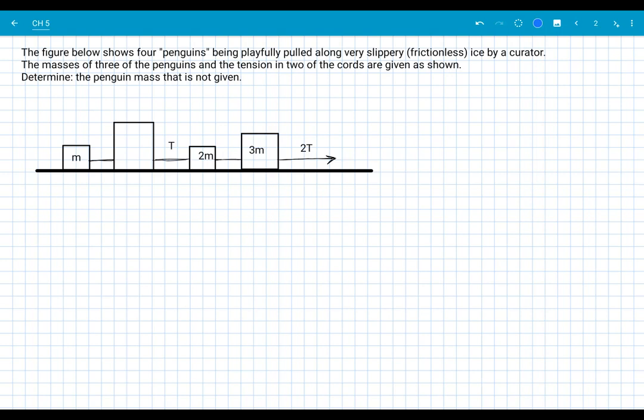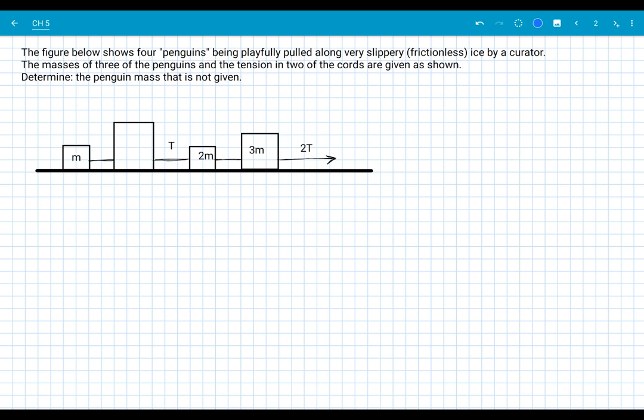All right, let's talk penguins here. We have four masses. We're calling them penguins. I've abstracted them out here into just rectangles, being playfully pulled, so they're having fun, along a very slippery, frictionless ice by a curator. This is also horizontal. So, frictionless, horizontal interfaces here.